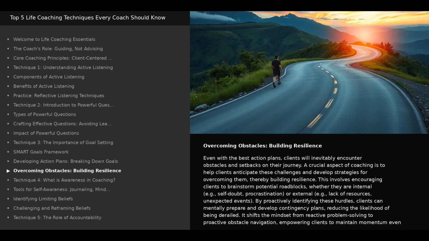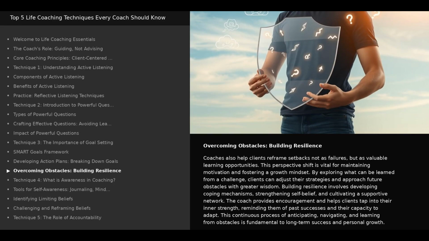By proactively identifying these hurdles, clients can mentally prepare and develop contingency plans, reducing the likelihood of being derailed. It shifts the mindset from reactive problem-solving to proactive obstacle navigation, empowering clients to maintain momentum even when faced with difficulties. Coaches also help clients reframe setbacks not as failures, but as valuable learning opportunities. This perspective shift is vital for maintaining motivation and fostering a growth mindset.